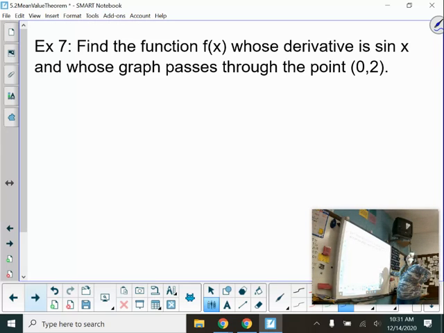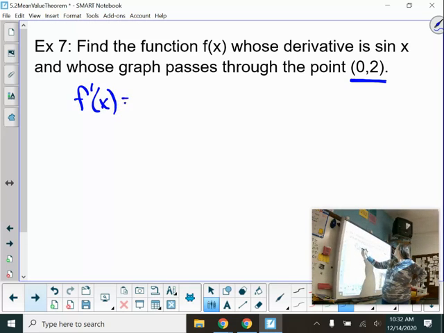Many times when you are trying to find what an original function was, you're going to be thinking backwards, but they're also going to give you some point, which we will typically refer to as the initial condition, that will allow you to find out what your c value was. And that's what we have here. It says find the function f of x whose derivative is sine of x and whose graph passes through the point 0, 2. So I know that the derivative of f was sine.